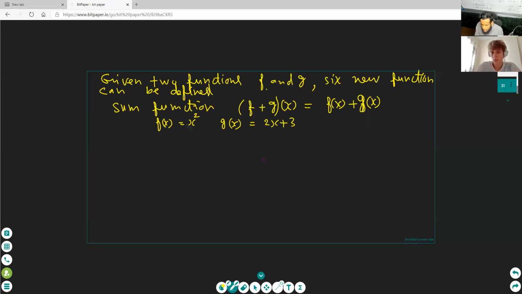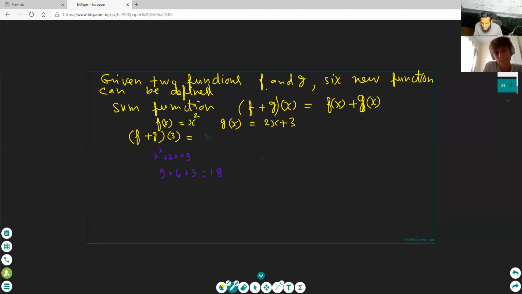Then, can you find f plus g of 3? Can you find it? Since it's a sum function, it will be x squared plus 2x plus 3, and then we replace x with 3, so it will be 9 plus 6 plus 3. So this will be 18.